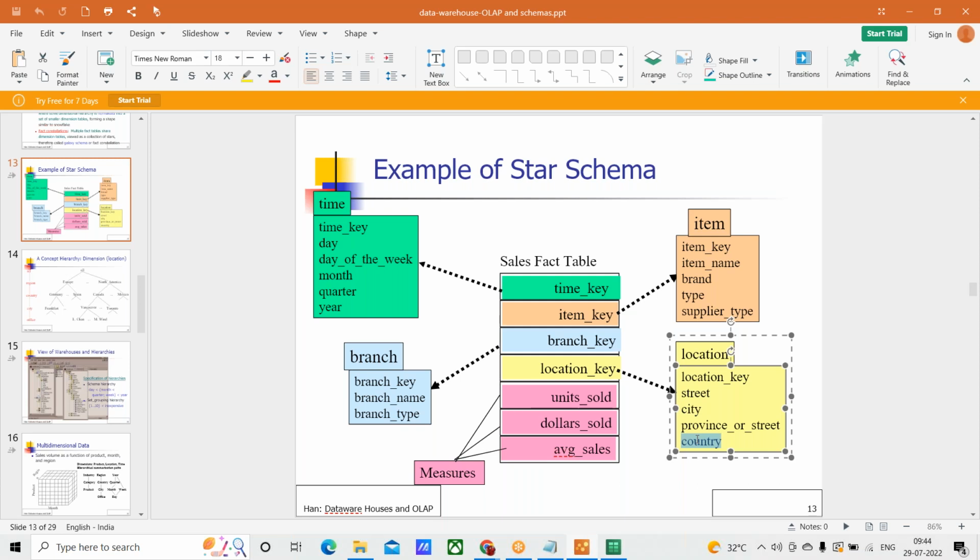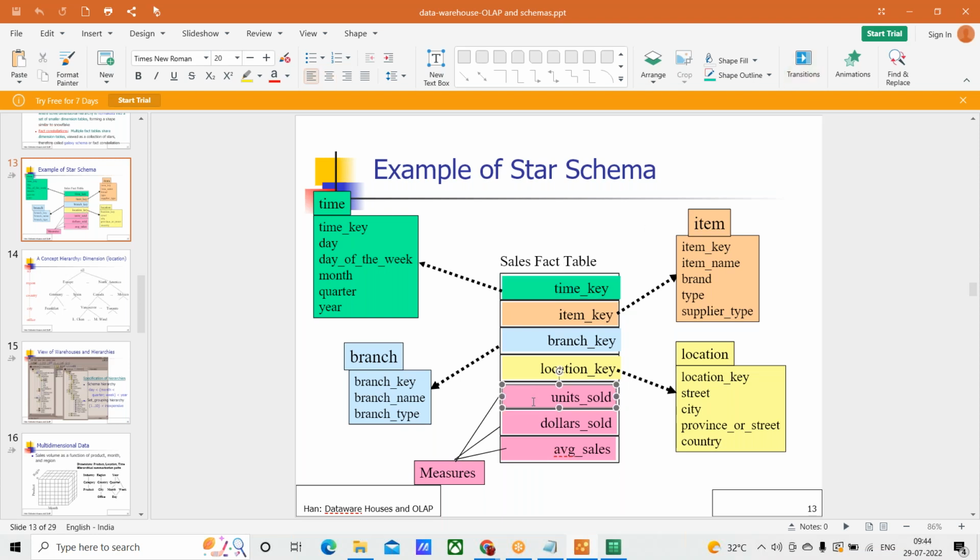So that is the reason every table will have a key, and that key will be part of the fact table. That's why the fact table will have two sections. One is the key section. See, time key, item key, branch key, this is called the key section. Key section means it will have only the keys of all the dimension tables. And the other section is called the measure section.